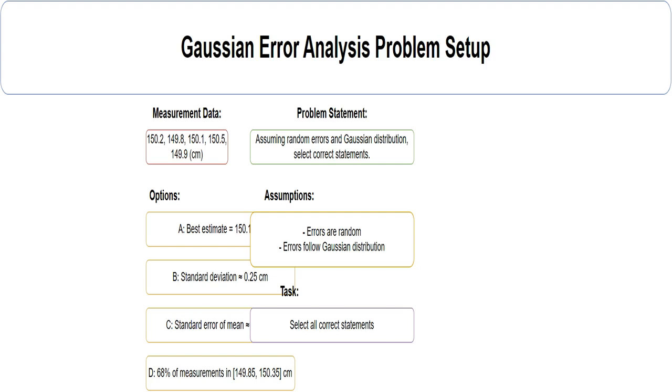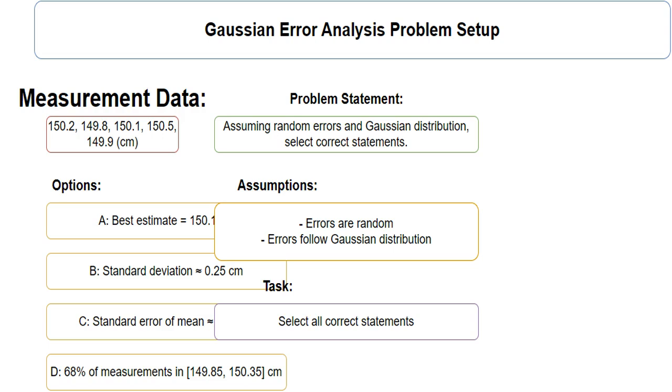Alright, let's dive into the setup of the error analysis problem. It introduces a scenario where multiple measurements of a table's length are taken. This provides a practical context for applying statistical concepts related to measurement errors. Here's the data set. 5 measurements of the table's length are provided. These values form the basis for all subsequent calculations.